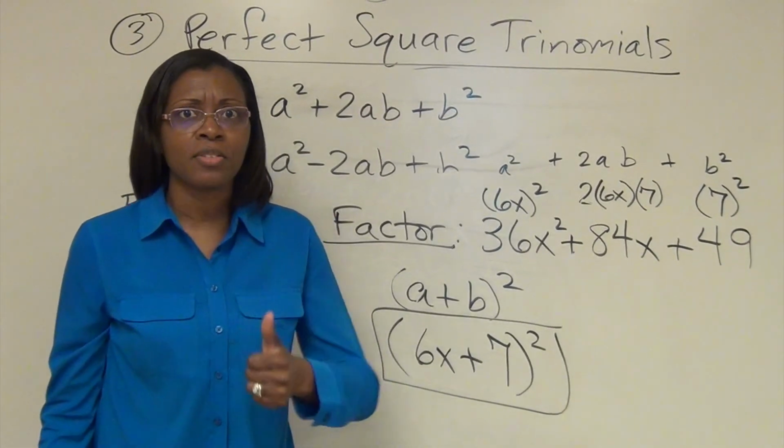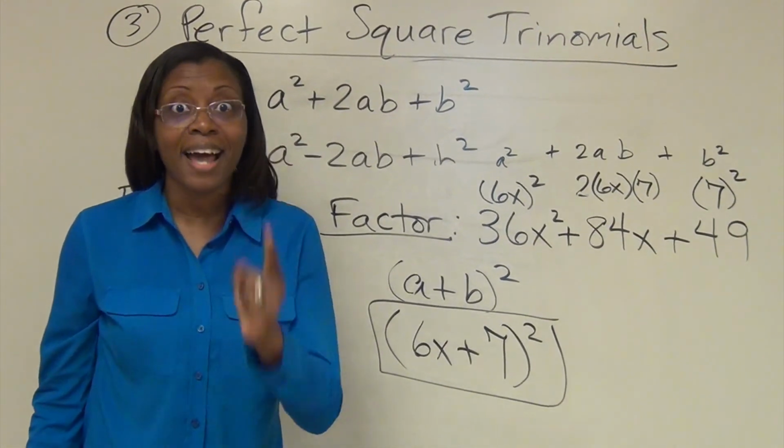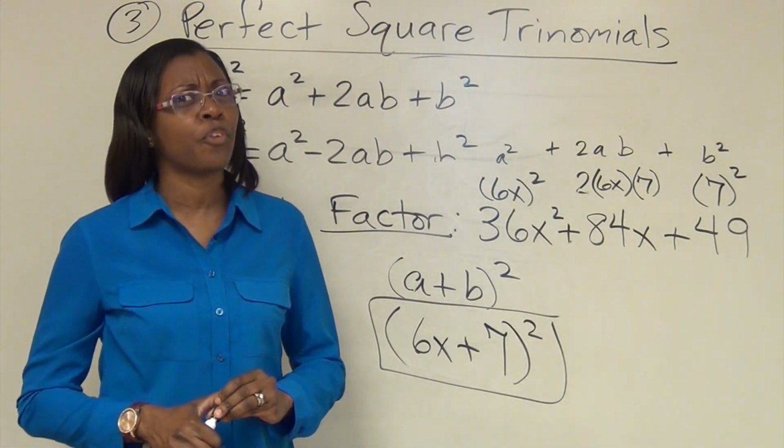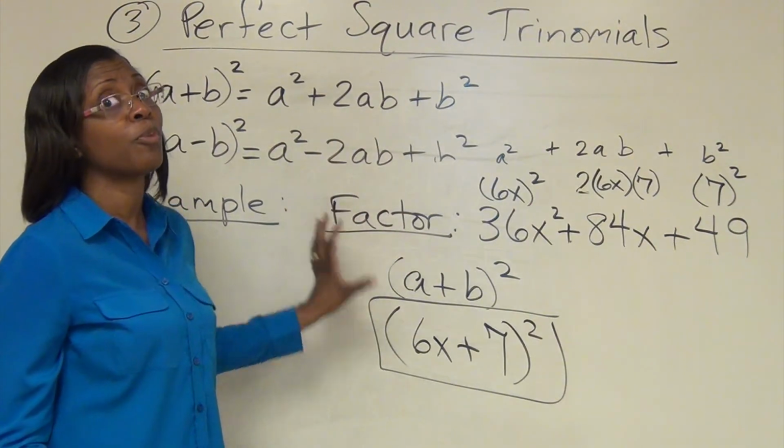Perfect square trinomials, you can factor using those methods, difference of 2 squares, and don't forget the greatest common factor. Always check that one first, just in case you have to take something out first before you go doing all these methods, okay?